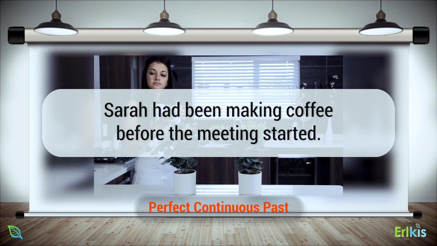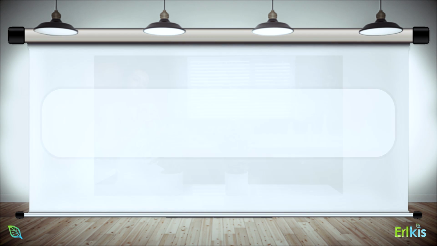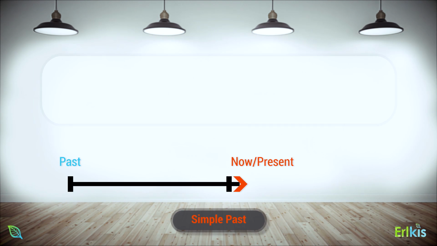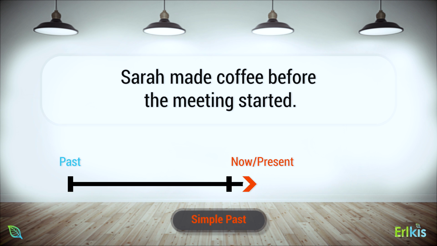Why do we use each past tense? To answer this question, let's look at each sentence again on a timeline, starting with the simple past. Sarah made coffee before the meeting started. The act of making coffee is finished. It's completed. It's over. Done.